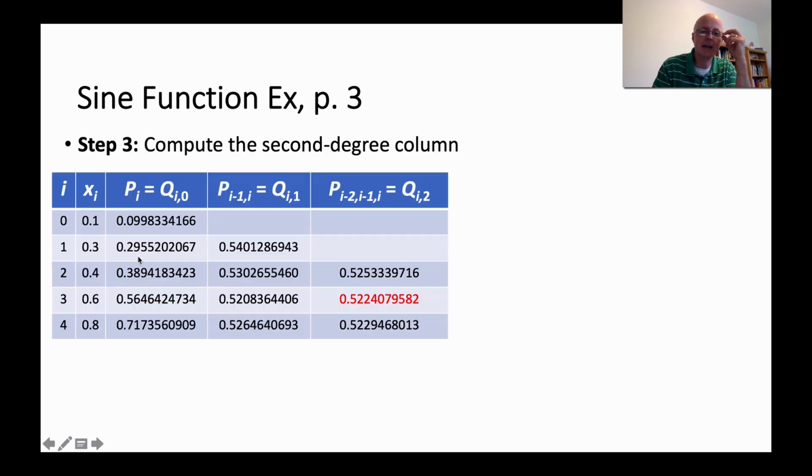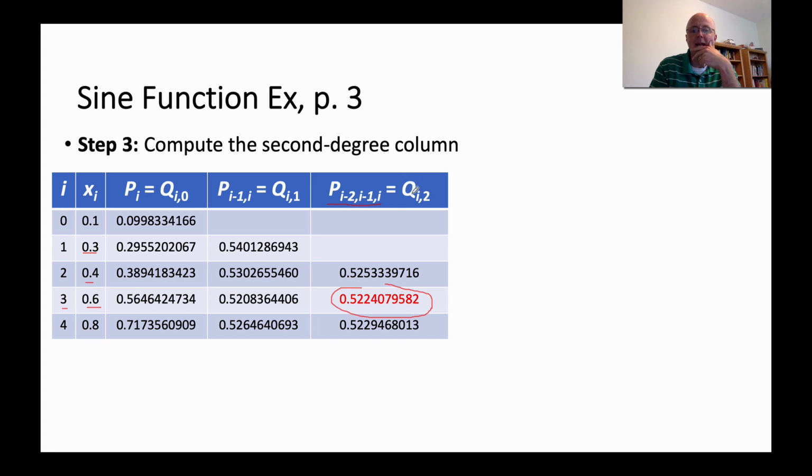Step 3, compute the second degree column. So for example, the thing we're going to focus on is this thing in red here. That would be, so this is the output of the quadratic approximation. When i is 3, it's going to be P sub 1, 2, 3. It's going to agree with the original sine function at nodes x1, x2, and x3, which are 0.3, 0.4, and 0.6.